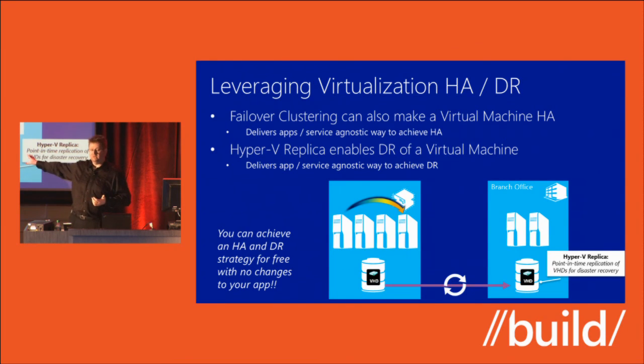We have a solution built into 2012 called Hyper-V Replica. Hyper-V Replica does point-in-time replication. Every 5 minutes, it takes a delta of changes and pushes them across to the other site. Disaster recovery built in for virtual machines, and it is free. Hyper-V Server, the free SKU, includes high availability and disaster recovery built in for free. Zero changes to your apps, zero changes to your service. You have a story, you just don't know it yet.